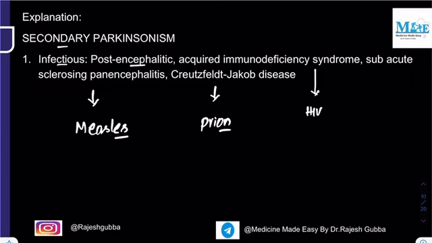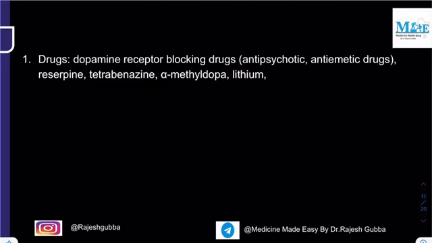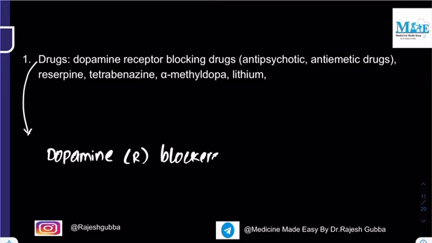Apart from that, we also have some drugs which will cause Parkinsonism. The mechanism of these drugs is that they either are dopamine receptor blockers, or they are the group of drugs which will decrease the levels of dopamine. So what are those drugs? The dopamine receptor blocking agents include the antipsychotics and antiemetics. The other drugs are reserpine, tetrabenazine, alpha-methyl-dopa, and lithium. The drugs causing Parkinsonism are a very, very important area for questions as well.